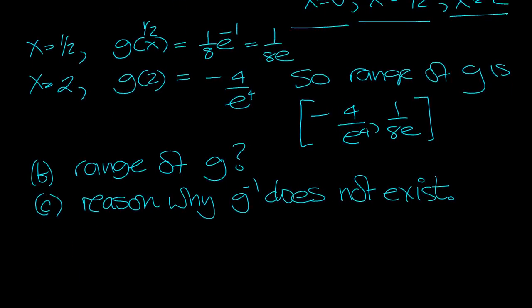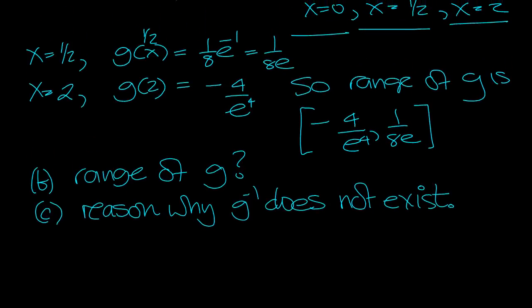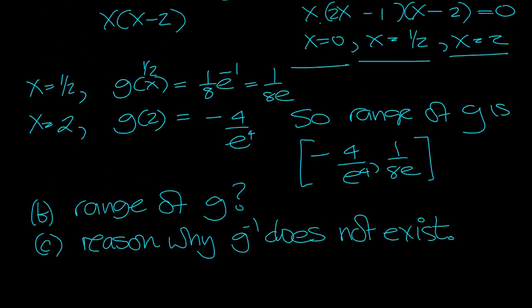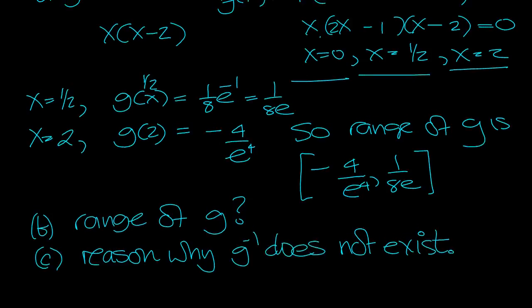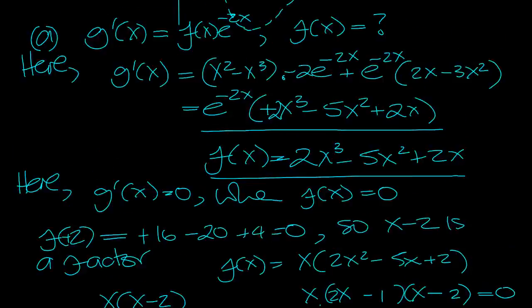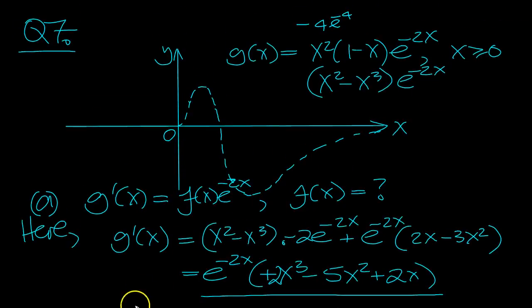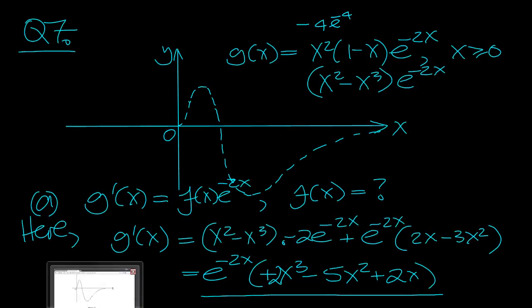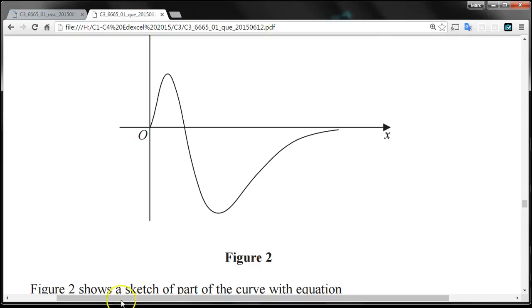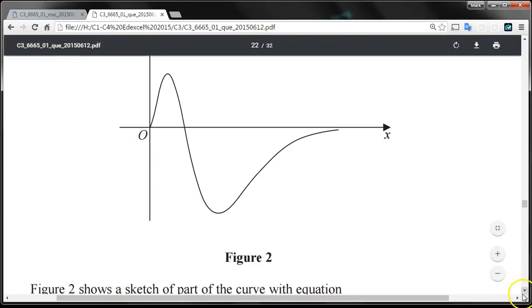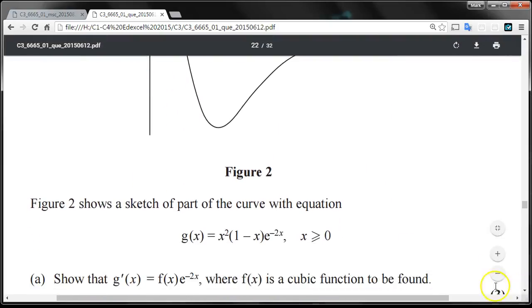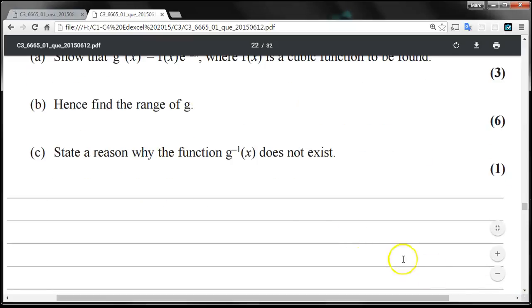Okay, why does g minus 1 not exist? So let's go back to the sketch. Let's have a look here. Go back to our question. Bigger than or equal to 0. The cubic we found. State a reason why the function does not exist.